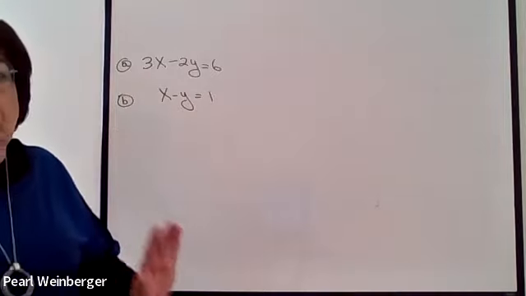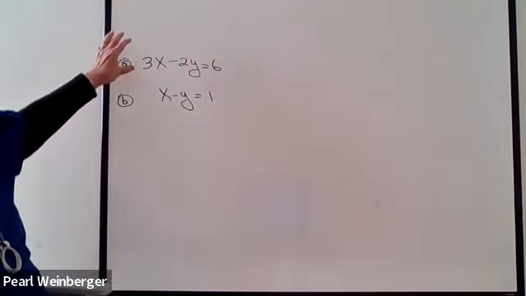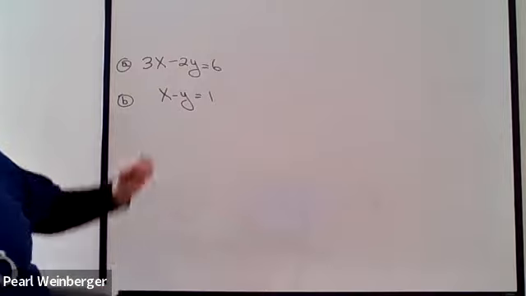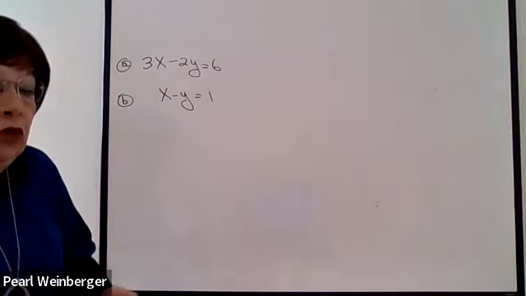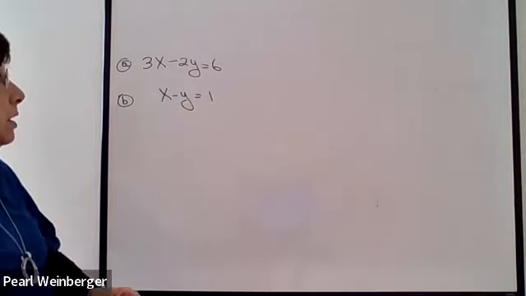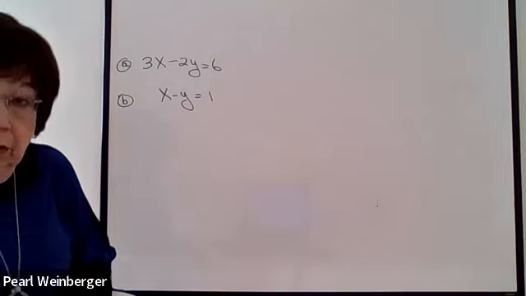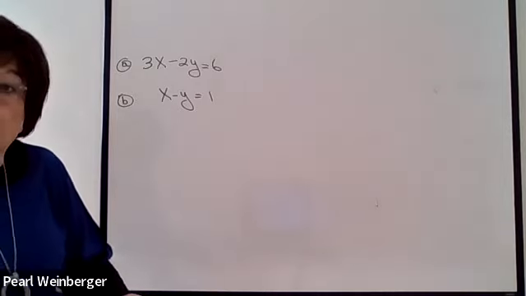In the same problem, I'm dealing with linear equations. Both of these will give us lines on our graph because there are no x squareds, there's no y squareds. It's a first degree or linear equation. Now we know, what did we do when I first gave you a linear equation? We learned how to graph it.